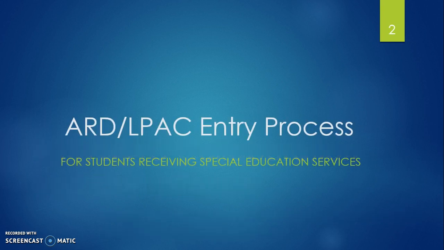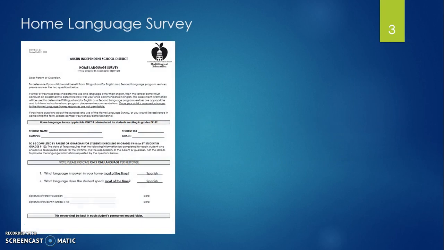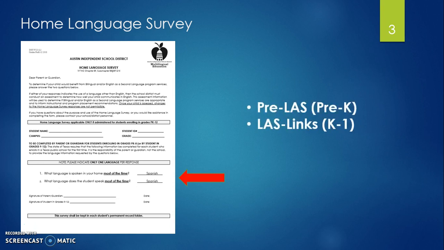The first part of this presentation will focus on the ARD LPAC entry process for students receiving special education services. The process begins when a home language survey indicates that the language spoken at home and by the student is English and any other language, or not English language. The student is assessed using the Pre-LAS for pre-K, LAS Links for grades K through 1, or LAS Links and ITBS for grades 2 through 12.